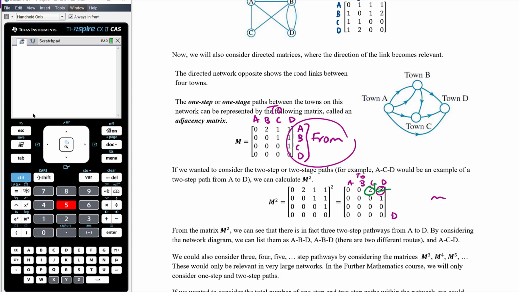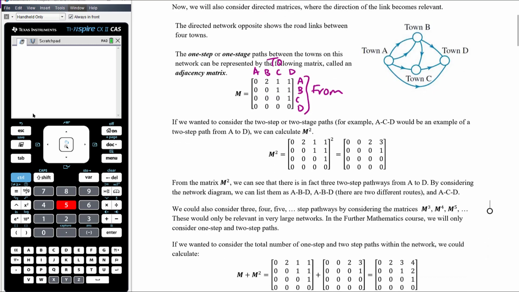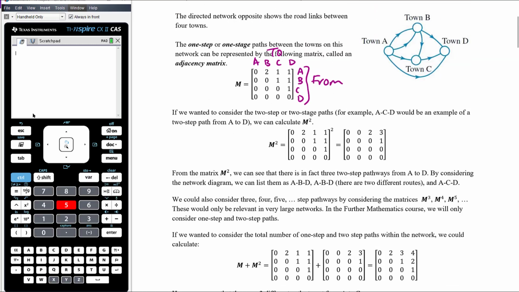So squaring the adjacency matrix, and the adjacency matrix displays 1-step paths, but squaring that enables us to see the 2-step paths. We could also consider 3, 4, 5, 6, etc. step paths by finding the cube of the adjacency matrix, or raising the adjacency matrix to a power of 4 or 5 or 6, etc. But obviously in a quite small network here, we would see that there just really aren't any 2 or 3 stage or 4 stage paths, etc., or it becomes pretty trivial. So again, we're thinking about much larger systems.